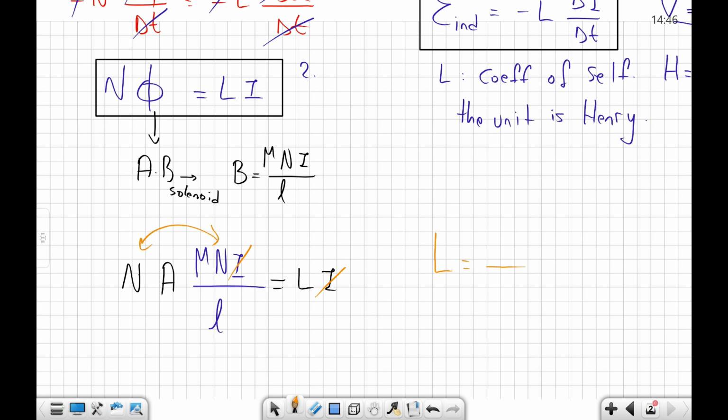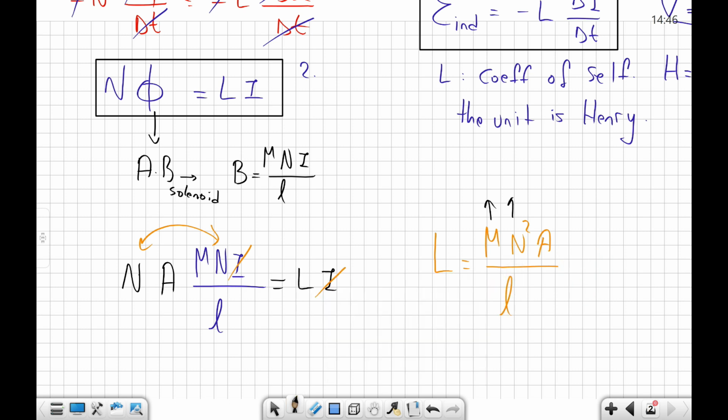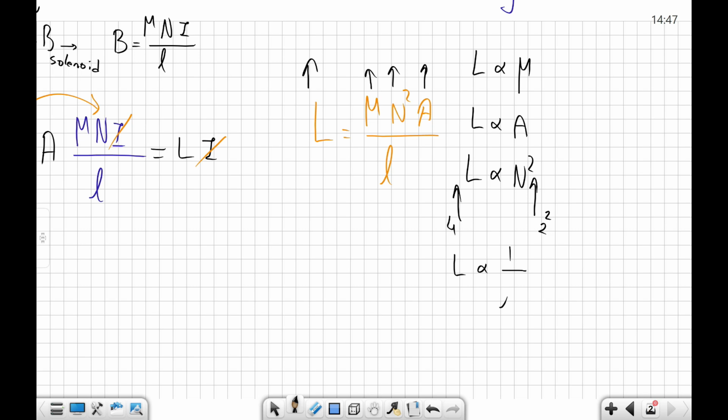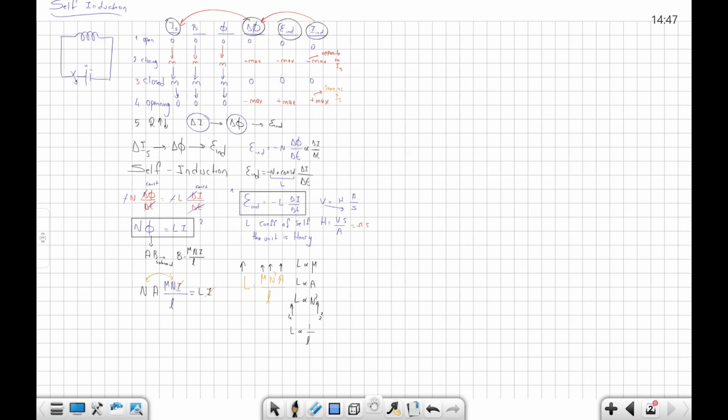So I will have an equation that L is equal to mu N squared times area divided by L. The most important point here is that if I increase any of these, this one will increase. L is directly proportional with the magnetic permeability. So if you increase magnetic permeability by 10 times, L will increase by 10 times. L is also directly proportional with area. So if you increase area by 10 times, the L will also increase by 10 times. But if we increase the number of loops by 2 times, the coefficient of self-induction will increase by 4 times because we have a square here. And L is inversely proportional with the length. So as length increases, the coefficient of self-induction decreases. That is everything about coefficient of self-induction.